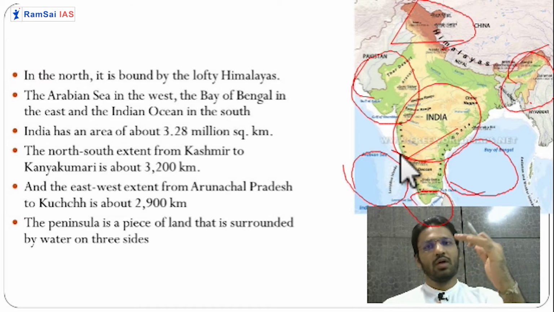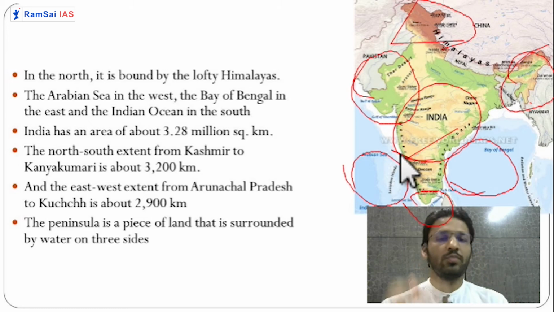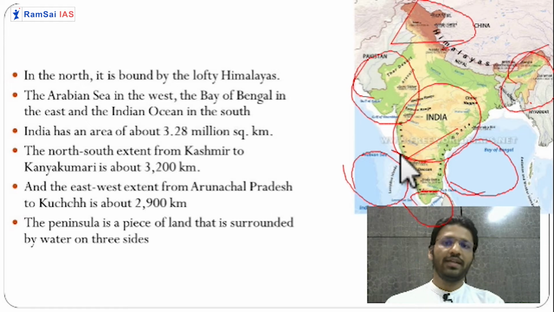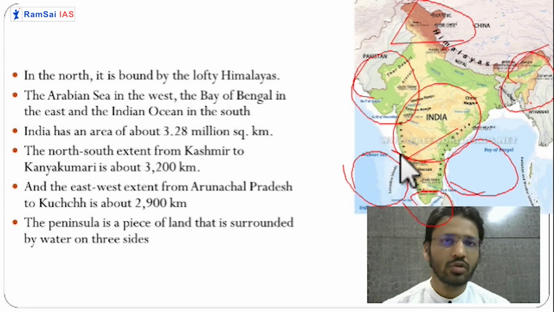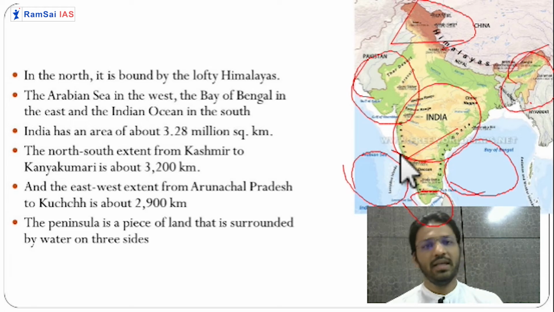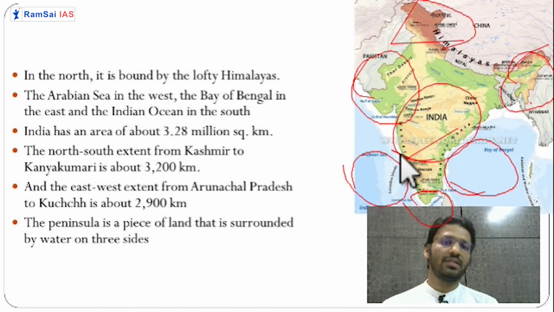Our north-south extension is more compared to the east-west distance. Roughly, the north-south distance of India is around 3,200 kilometers from Kashmir to Kanyakumari, and the east-west extent of India is around 2,900 kilometers from Arunachal Pradesh to the Rann of Kutch in Gujarat.